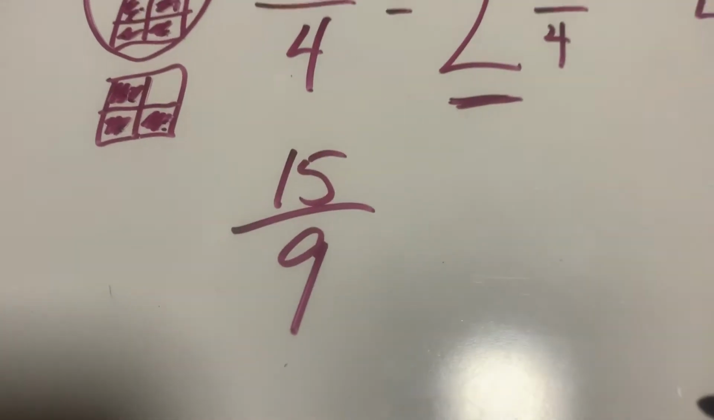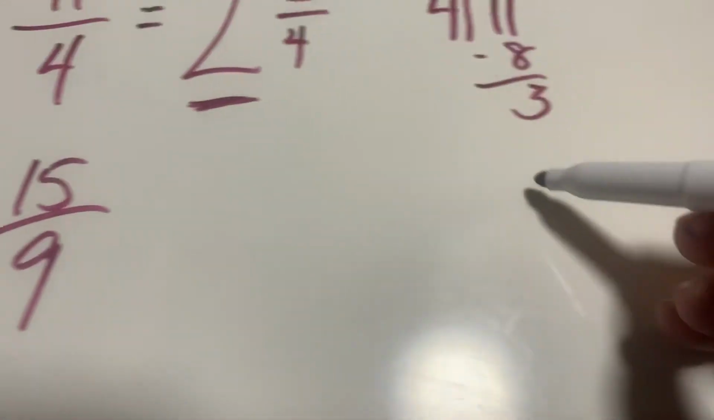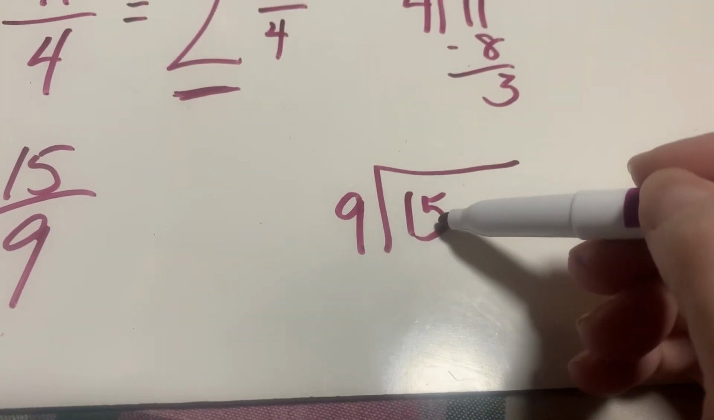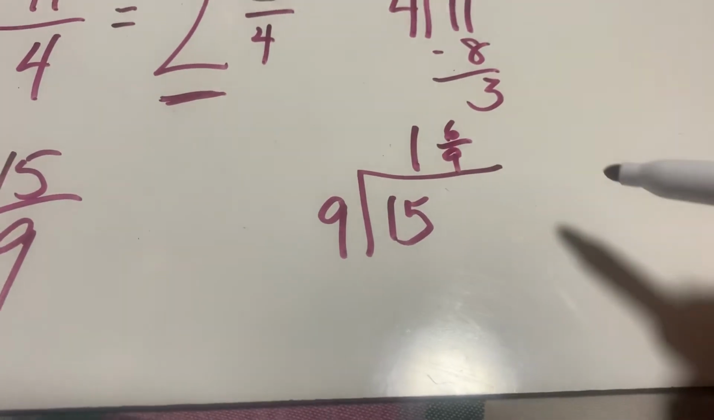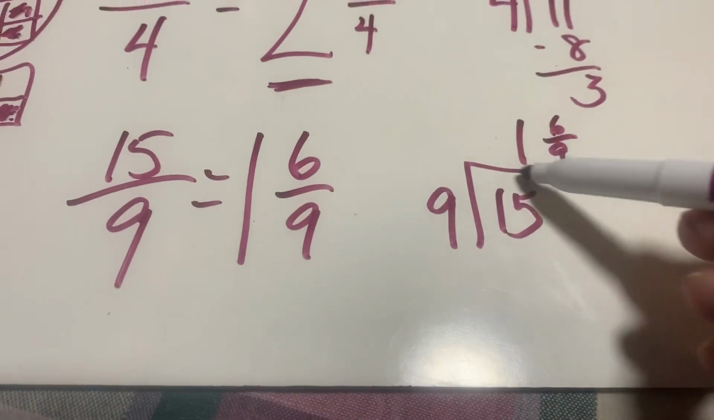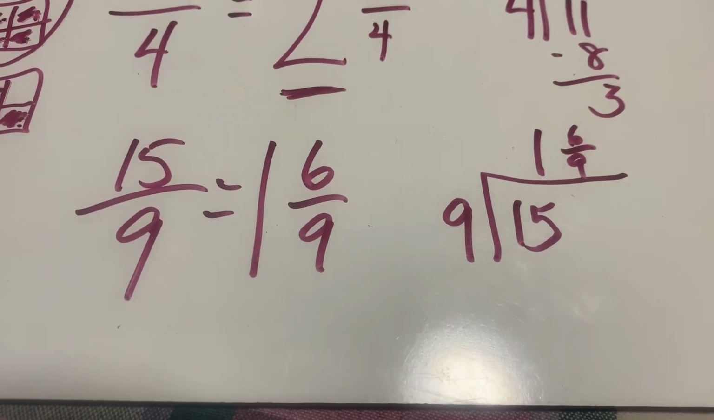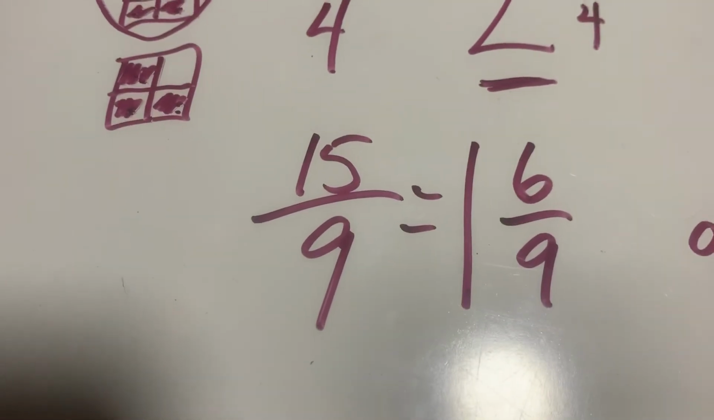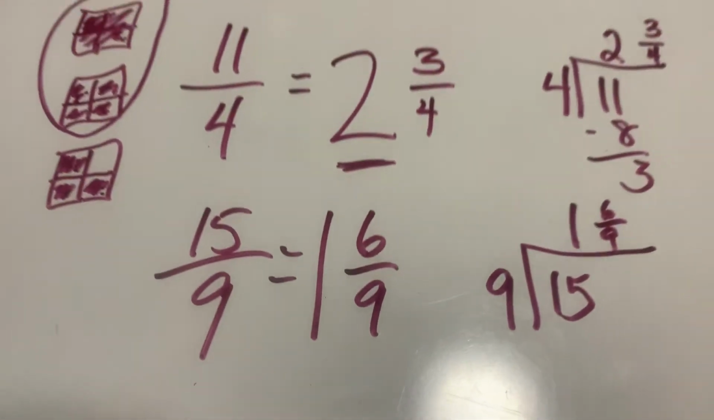And then, of course, we can have something like this, 15 ninths. So we would say 15 divided by 9. How many groups of 9 are in 15? 1. And I know that there is 6 left over. So I would call that 1 and 6 ninths, because there is 1 whole group of 9 and then 6 left over. And that is what you do if you end up with a fraction greater than 1 and you'd like to simplify it to a mixed number.